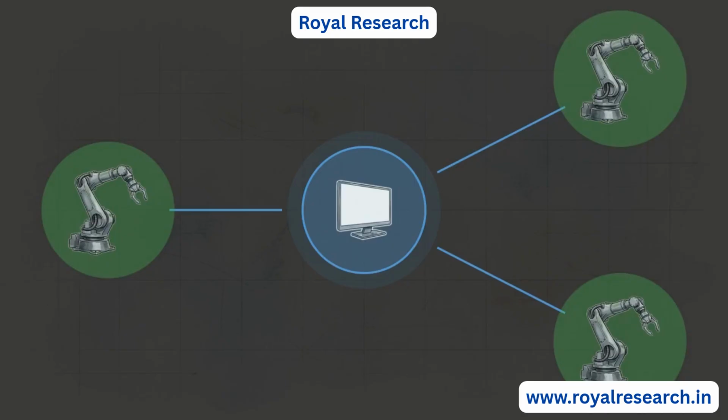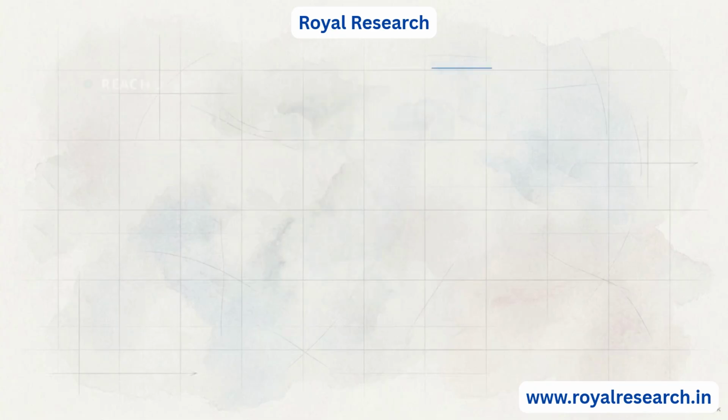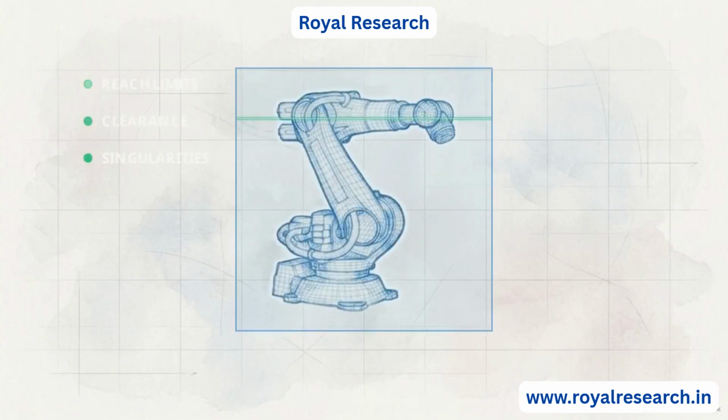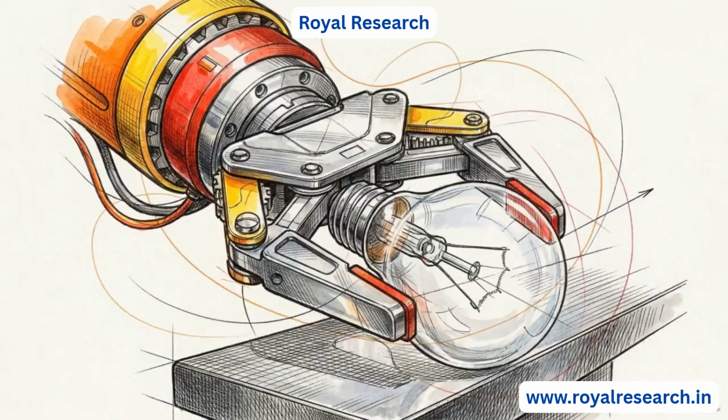Within RoboDK, a single engineer isn't tethered to one machine. They can distribute programs to multiple robotic cells simultaneously. Because the OLK engine mathematically maps the entire workspace beforehand, every clearance, reach limit, and singular point is verified.